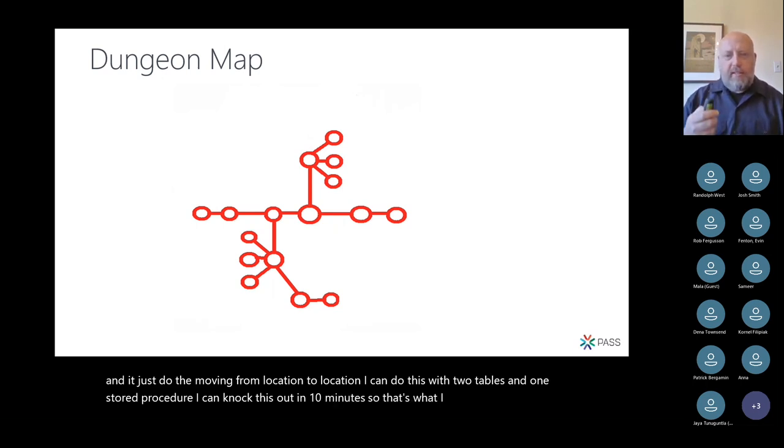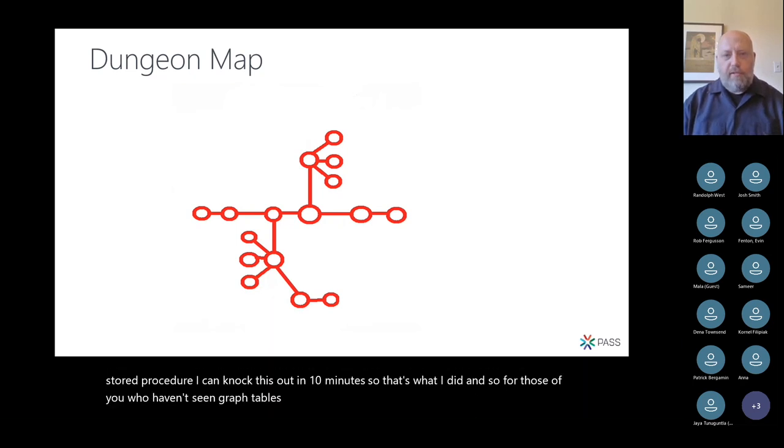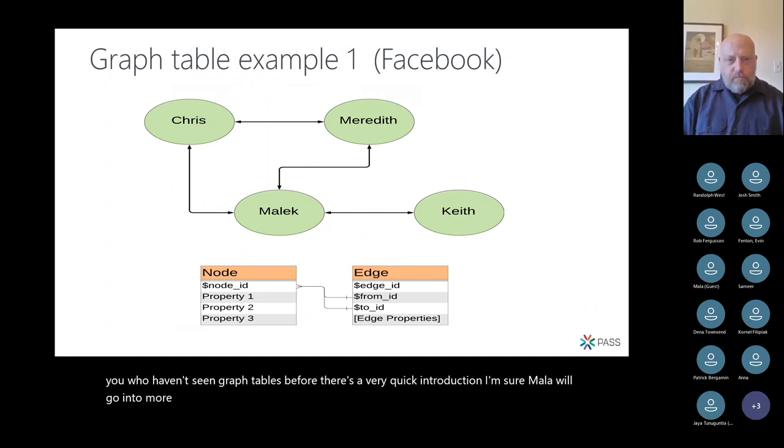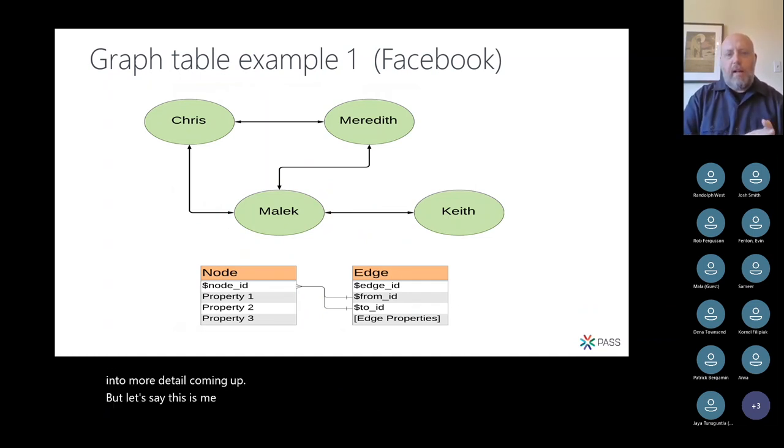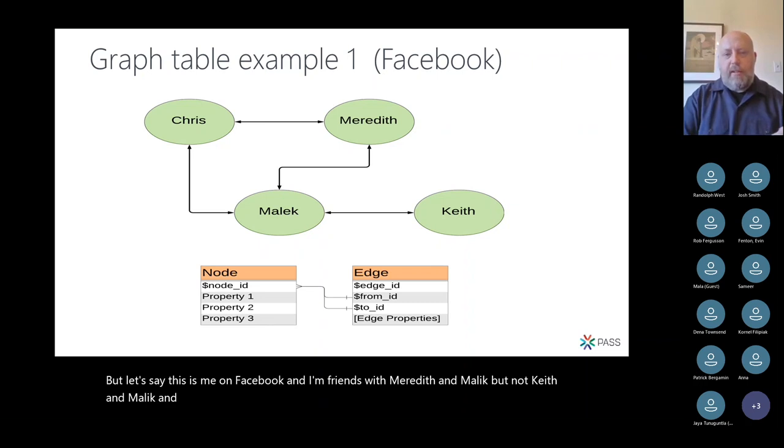For those of you who haven't seen graph tables before, here's a very quick introduction. I'm sure Mala will go into more detail coming up. Let's say this is me on Facebook, and I'm friends with Meredith and Malik, but not Keith. Malik and Keith are friends, Meredith and Malik are friends. So there are different relationships.